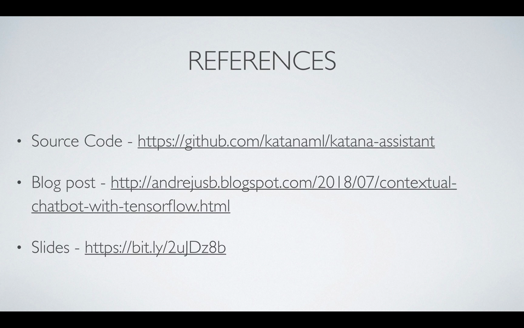References: the source code is available on GitHub under the Katana ML organization and Katana Assistant repository. There is a blog post as well from myself, which explains step by step how to run the source code, and again it explains different parts of backend machine learning and UI and how it's being done.